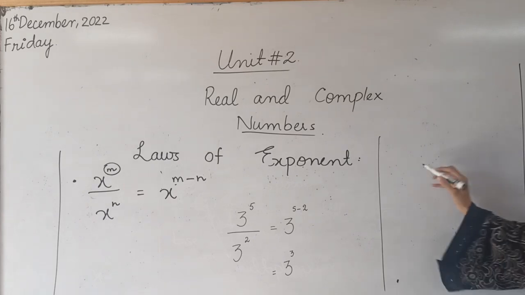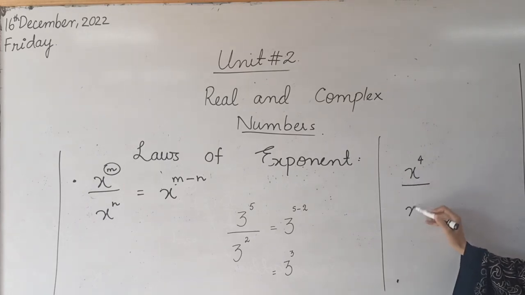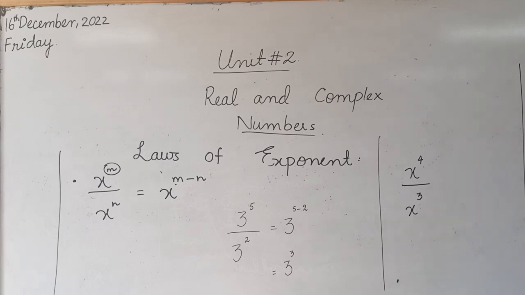Let's see. If I have x raised to power 4 over x raised to power 3, here bases are same but the powers are different. So I write x raised to power 4 minus 3, which is equal to x raised to power 1. This is the second law of exponent. Is that clear?